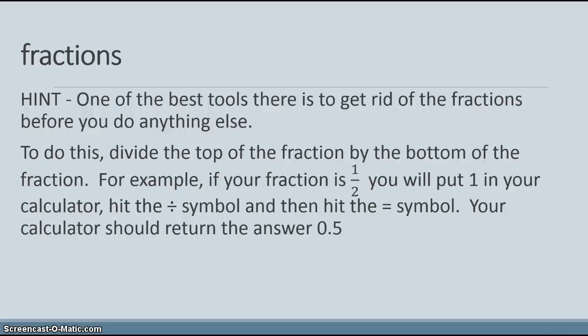So when you deal with fractions, one of the best tools there is to get rid of the fractions before you do anything else. To do this, you divide the top of the fraction by the bottom of the fraction. For example, if your fraction is 1 over 2, you'll put 1 in your calculator, hit the division symbol, and then hit the equal symbol. Your calculator should return the answer 0.5.